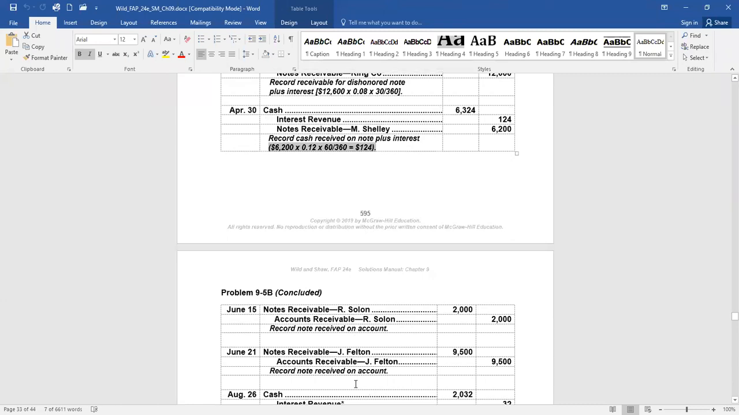Same with Felton. June 21st, we converted their $9,500 balance that they owe us to a 90-day 8% note. Debit notes receivable, credit accounts receivable.